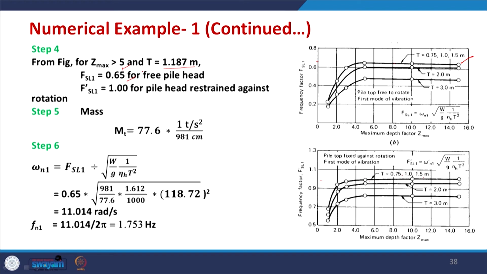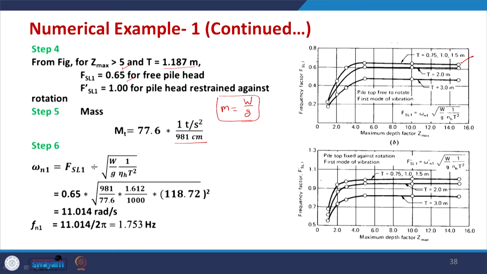Now, the mass on that lumped mass is given as 70.6 ton, which has been converted into mass. You treat it as W by G, where G is acceleration due to gravity, which is 981 centimeter per second square. Putting all these numbers, you get the mass from this equation.